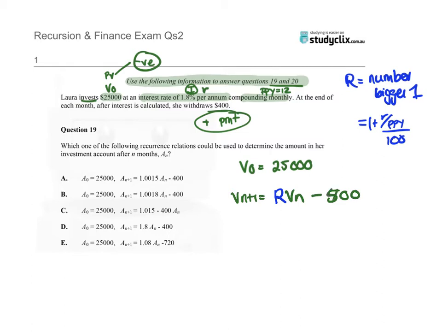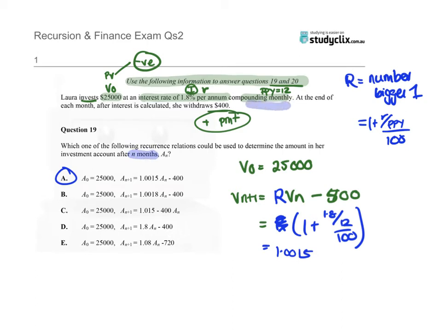So 400. So you could quickly look through, and I don't know, is there any answers? They're all 1 something, so we're going to have to work out the R. So I'm going to do 1 plus the rate, which is 1.8 over 12 over 100, and I'll find out what that R is on the calc. We get 1.0015, and that's only this answer. So that one is. So we have to be careful. They do want the monthly formula, but they are going to match up here anyway.